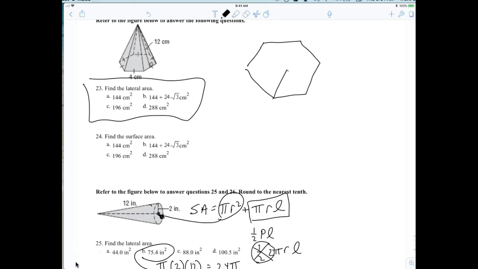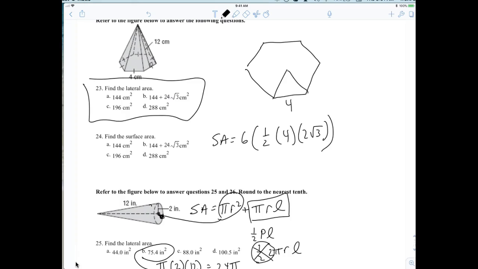All right. So here we go. There's my hexagon. So this is 4. Do you agree? To find the area of the base, the surface area is 6 times 1/2 times 4 times 2 radical 3. You agree with that so far?